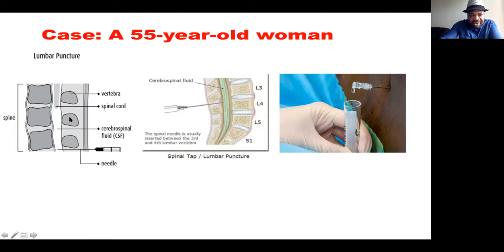Those are the vertebrae, so you are going to go between the two vertebrae, but here you have a spinal cord, okay? Then the CSF fluid is in between here. So you go here between L3 and L4, far away from the spinal cord to avoid any problem of paralyzing this patient. That's where you are going aseptically with your needle to collect the CSF. And then you have your tube where you start collecting the fluid, okay?